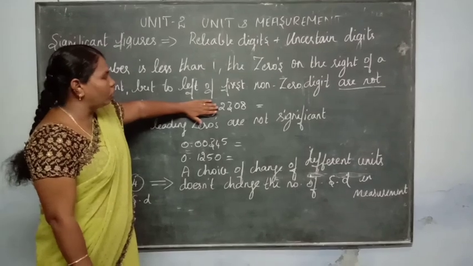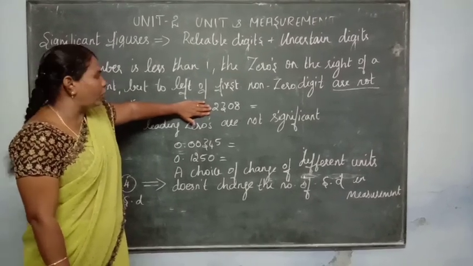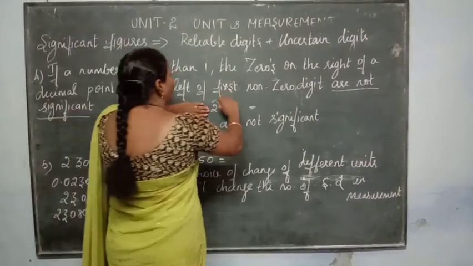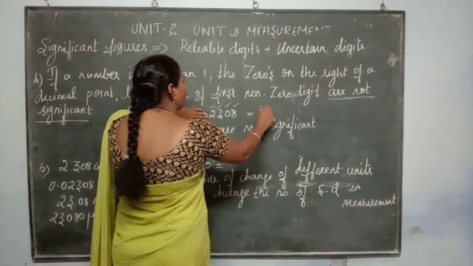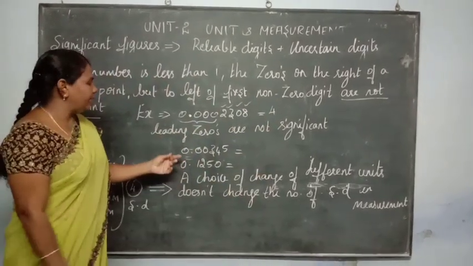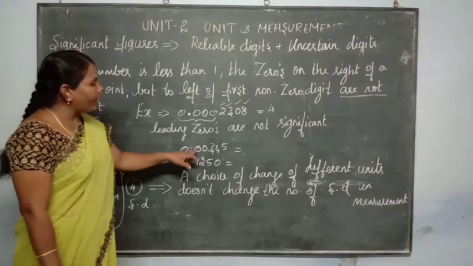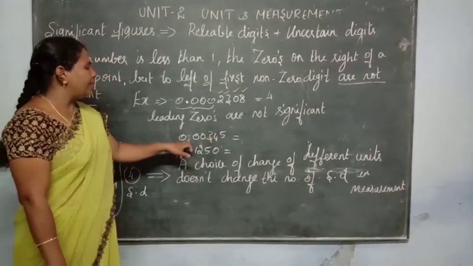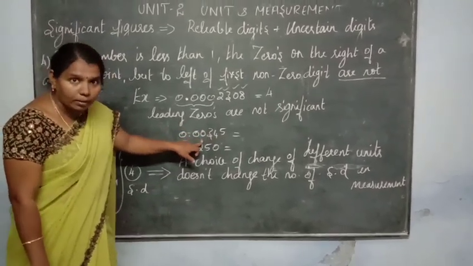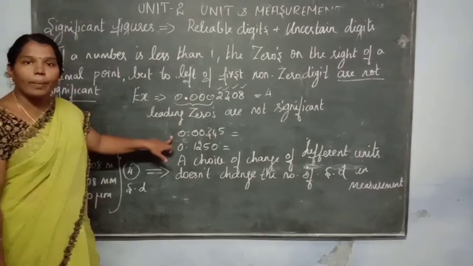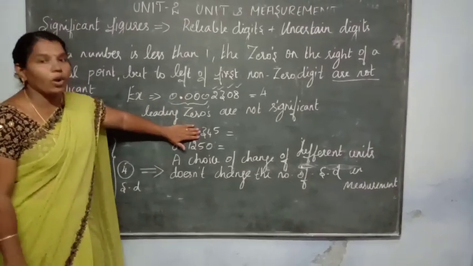So leave all those 0 values. Then how many digits do you have here? 1, 2, 3, 4. Therefore 4. Okay, and the next example is 0.0035. See, the decimal has a 0 on the right side, and the left side is also followed by 0. Therefore these are called non-significant.